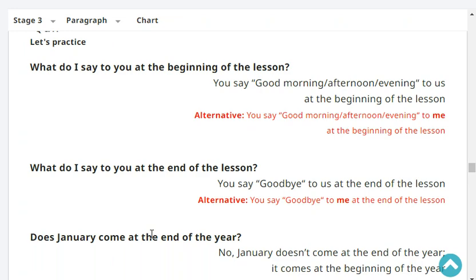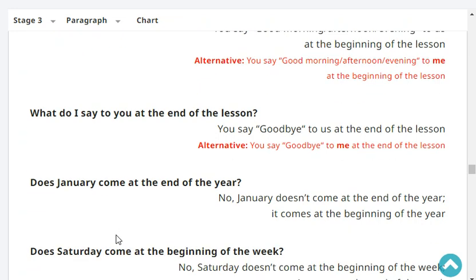What do I say to you at the end of the lesson? You say goodbye to me at the end of the lesson. Very good. Does January come at the end of the year? No, January doesn't come at the end of the year. It comes at the beginning of the year.